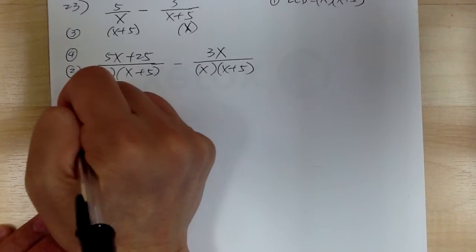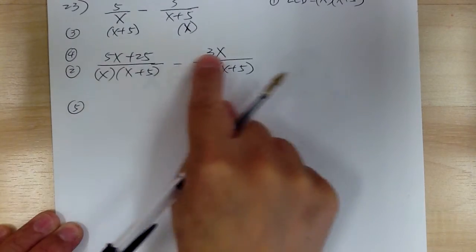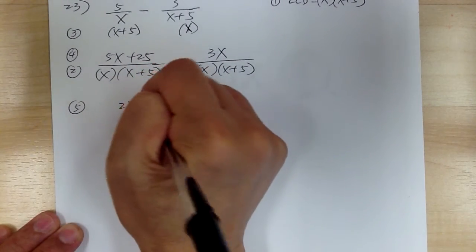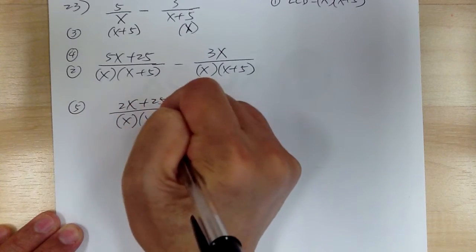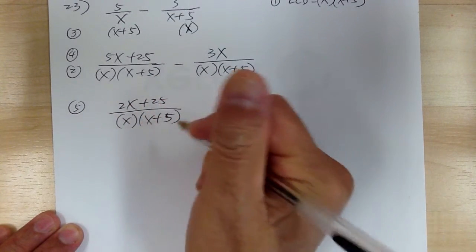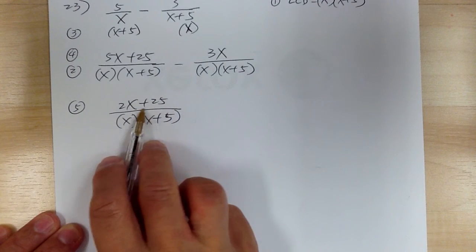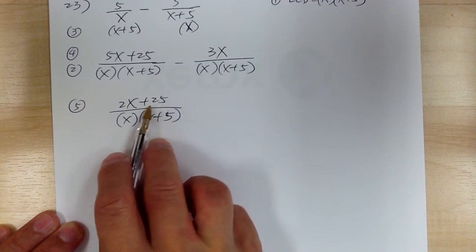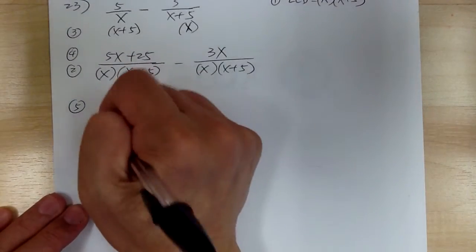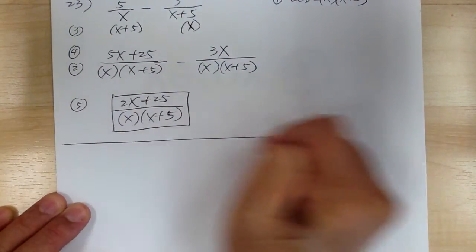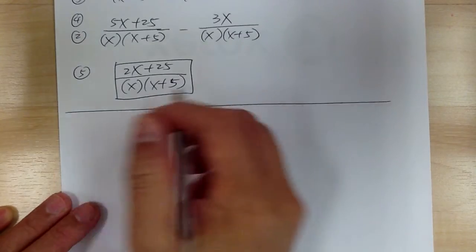Now you do step 5. Go and put all this together. So you're going to get (2x + 25)/(x(x + 5)). And then you check, can you factor the top? If you can factor, go and factor to check if you can cancel. If you cannot, then that's your answer. Okay. Let's go and do 25.